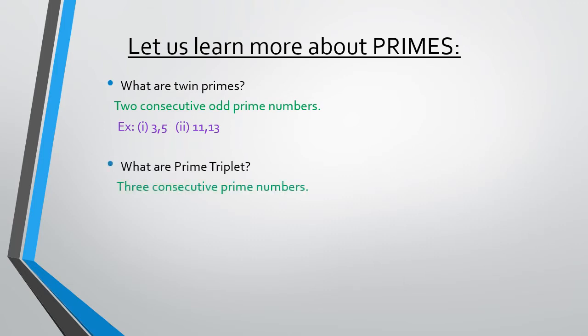What are prime triplets? Three consecutive prime numbers are said to be prime triplets. For example, 3, 5 and 7. And we also should know that 3, 5 and 7 is the only prime triplet in the entire number series.